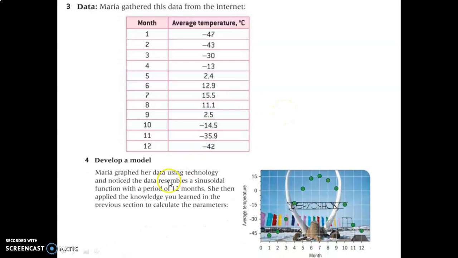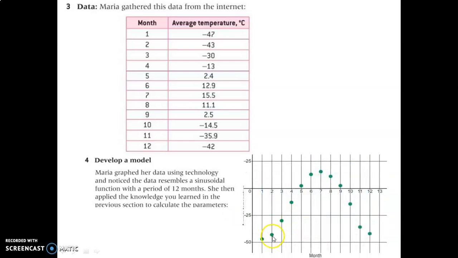Okay, so she's going to develop a model. She graphed her data using technology, which we'll do in just a second as well, and she sees this shape to the data. She notices it resembles a sinusoidal function with a period of 12 months, because that's the data for 1 year. She then applies her knowledge that we've learned so far, and she's going to make a model. We're going to go through the process together as well. So again, here's the model she sees when she plots the data. It clearly has that shape of a sine or cosine wave. Okay, so let's begin there.